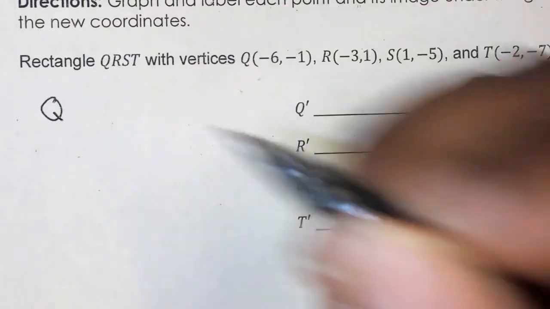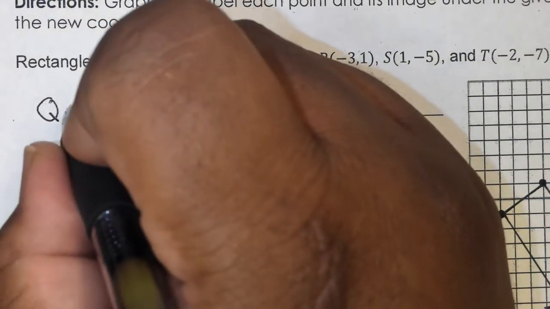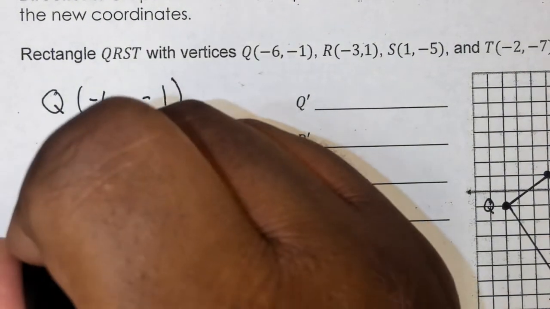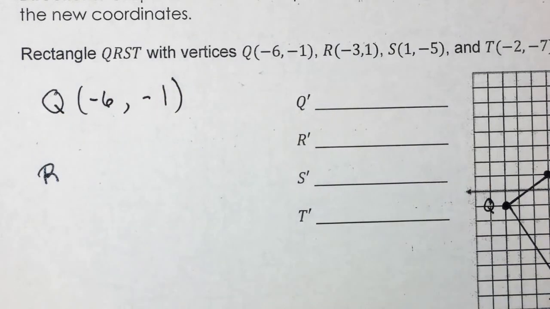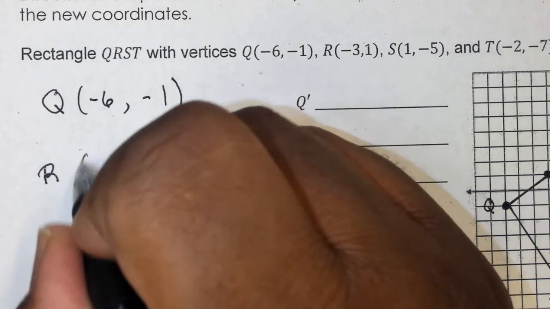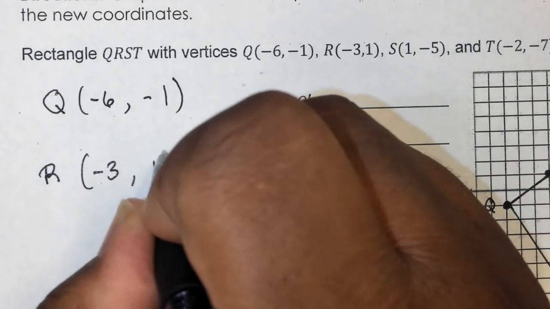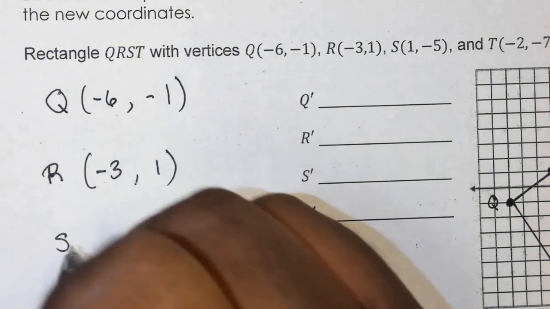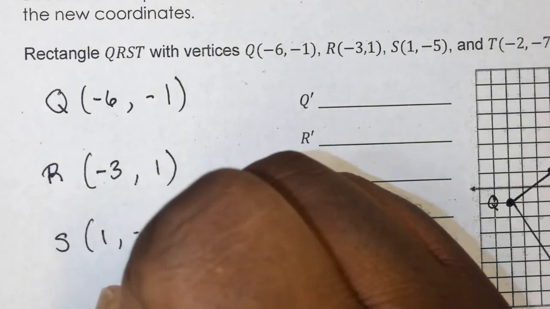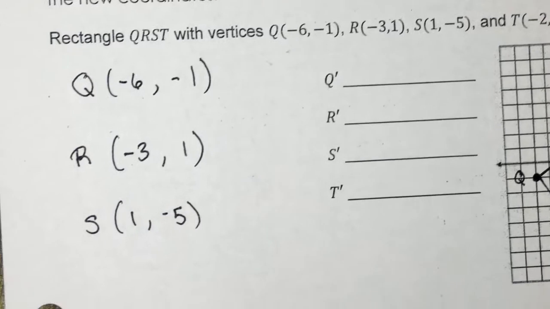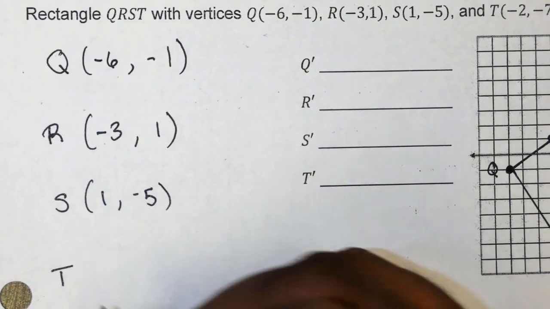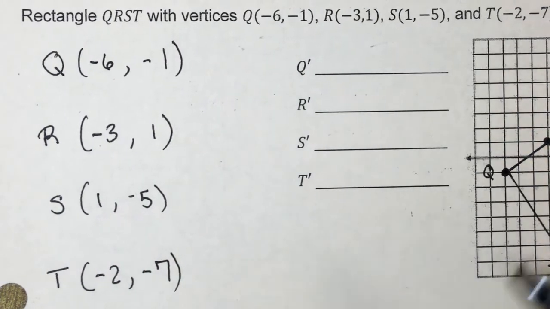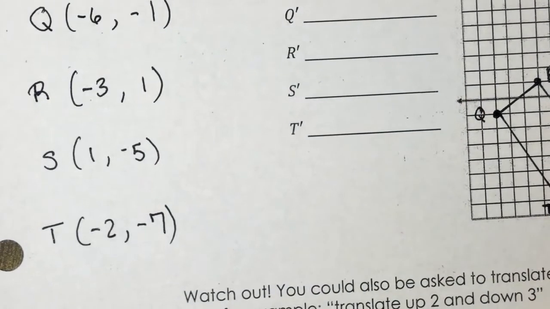So I'm going to take my original points. Q is at -6, -1. And I'm going to leave a space in between. I'm going to write R next, leave a little gap there. R is at -3, 1. Make sure you write down what I'm writing down. S is at 1, -5, and then T is at -2, -7. All I did was pull the original coordinates they gave me off here, and I'm writing them down here so I can do some math, like I said.